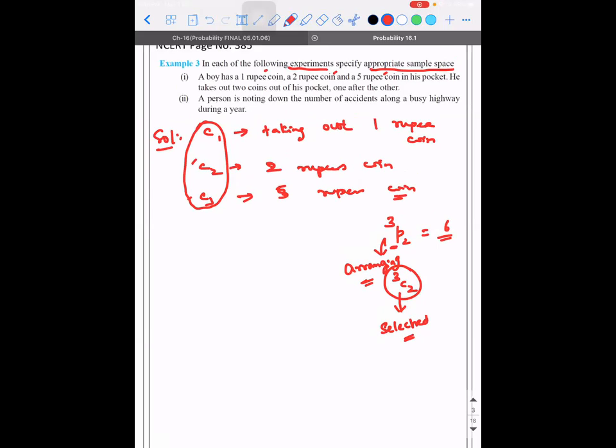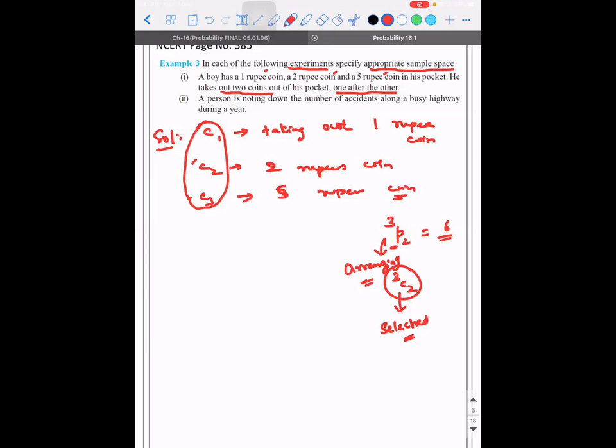He's putting his hands in his pocket. He's randomly taking out 2 coins. Now comes the important question. Is he taking the 2 coins simultaneously or one after the other? Read the question. He takes the 2 coins one after the other. So here order is very important. Maybe first time when he takes his hand out of the pocket, he would have got a 1 rupee coin. Again he is putting his hand in his pocket, again taking another coin. He might have either got a 2 rupees coin or a 5 rupees coin.